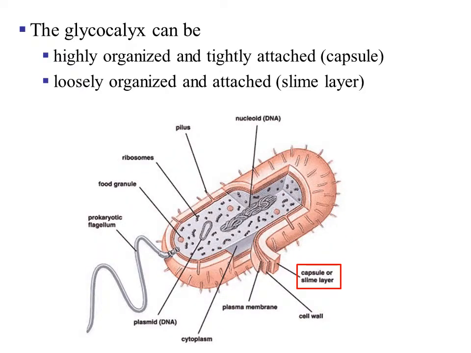The glycocalyx can be either highly organized or loosely organized. If it is highly organized, it is referred to as a capsule. It is also tightly attached to the peptidoglycan. If it is loosely organized and loosely attached, it is referred to as a slime layer. So the glycocalyx can be seen on many different types of bacteria, but depending on if it's loosely attached or tightly attached, it can be either a slime layer or a capsule.